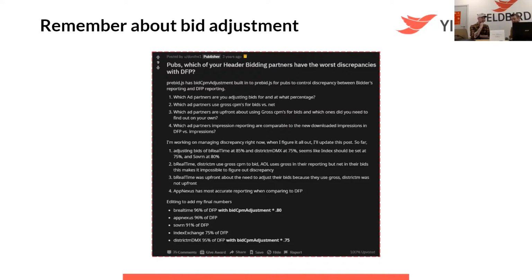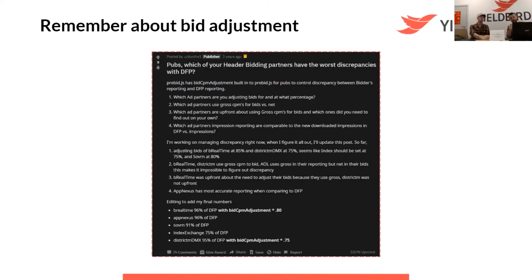And the ad server is not paying you the money. It shows the SSPs are paying you the money. So you have to make sure, if you see that Index is paying you $75 and DFP is showing you $100 from Index, you have to do this bid adjustment. It's like 115, right? No, 125. Which is showing that the bid from Index should be taken into consideration like 70% of what's shown, maybe they're exposing the gross.